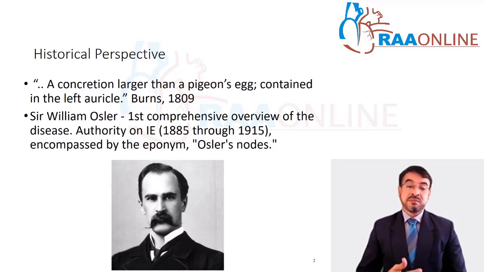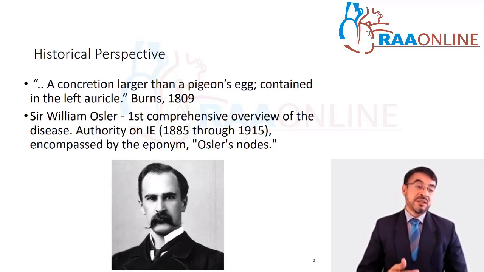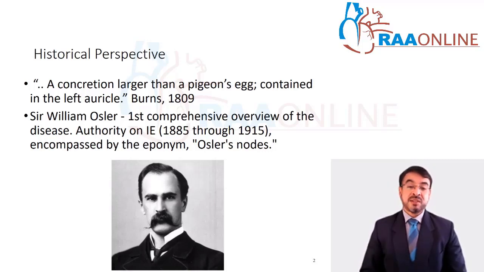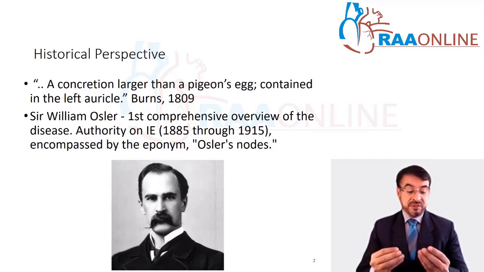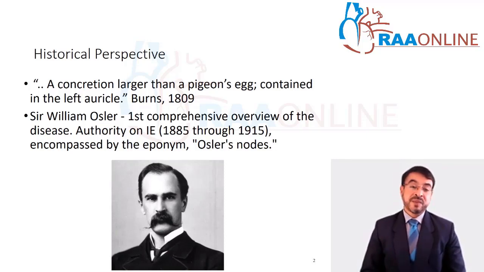It was later Sir William Osler who did a comprehensive overview of infective endocarditis, and he wrote notes and notes which have later been published in journals and textbooks. For over 30 years, between 1885 and 1915, he was the authority on infective endocarditis and wrote so much that one of the clinical features you see in the tips of the fingers, Osler's nodes, is named after him. So what we discuss now as infective endocarditis is nothing new. It has been identified and described as early as 400 years ago.